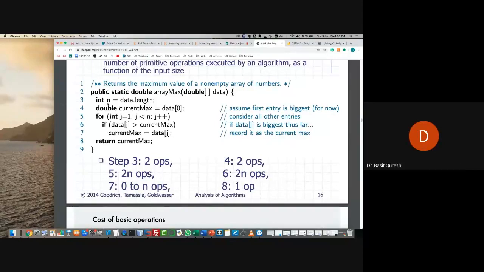The memory is already available. So because this method is static, we can say integer n was already there before we started. So this would be one operation. Still, defining this would be equal to one operation. And we're saying data.length. Data is an array of type double. Did we define the array data, or was it defined somewhere else?